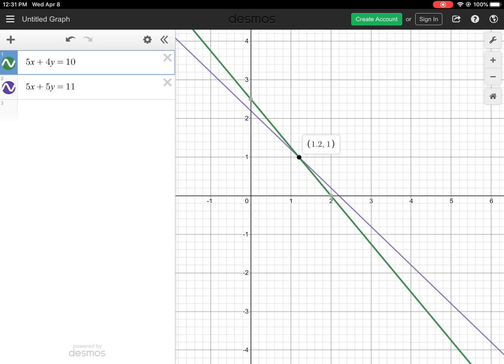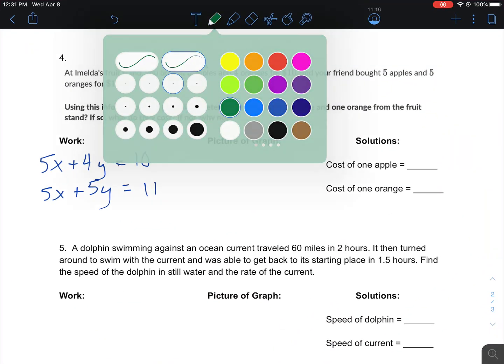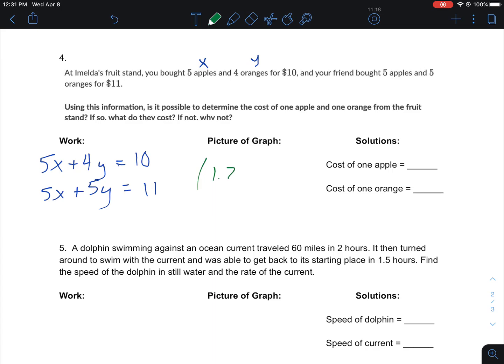Now I'm looking for where the lines intersect, and it's at the point 1.2, 1. So x is 1.2, y is 1. And what does that mean? Again, we said that x represents apples and y represents oranges. So apples cost $1.20, while oranges cost $1.